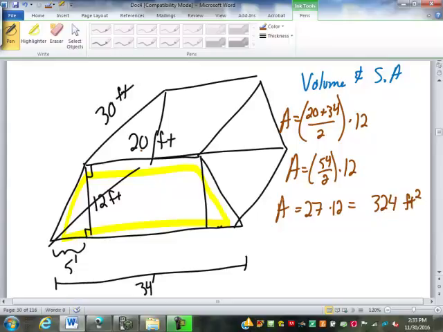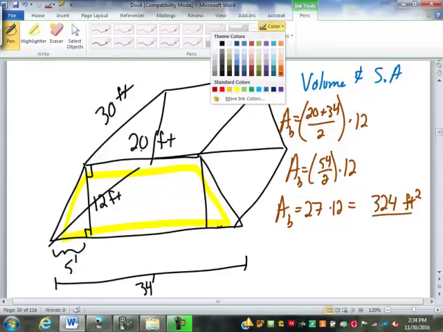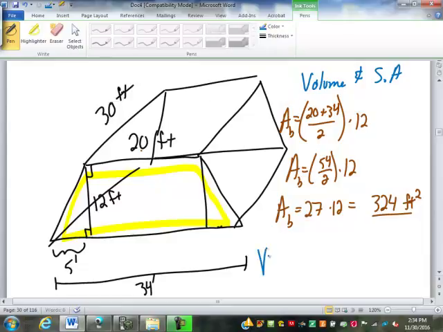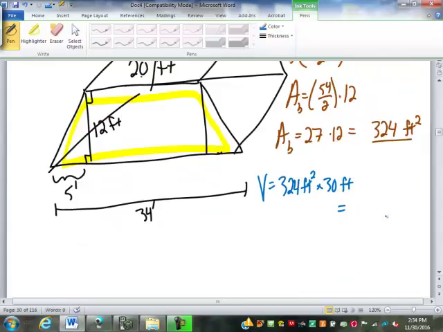So we have the area of the base. The volume then, once we found that, is pretty simple. 324 square feet times that length of 30 feet. So it's going to give us 9,720 feet cubed.